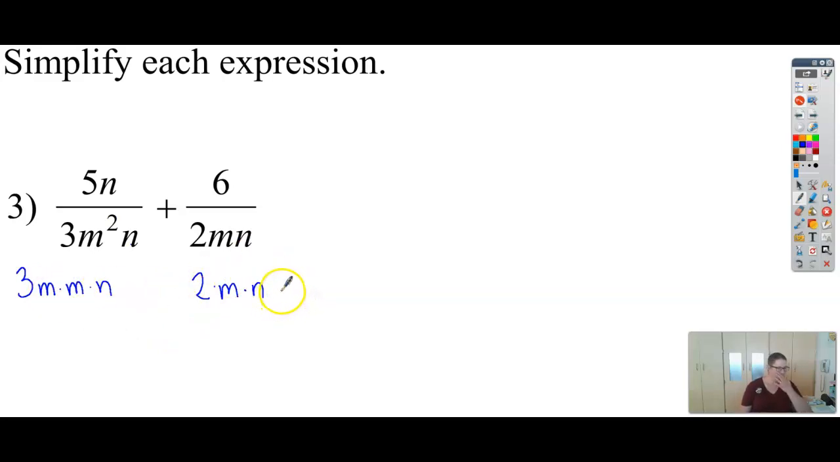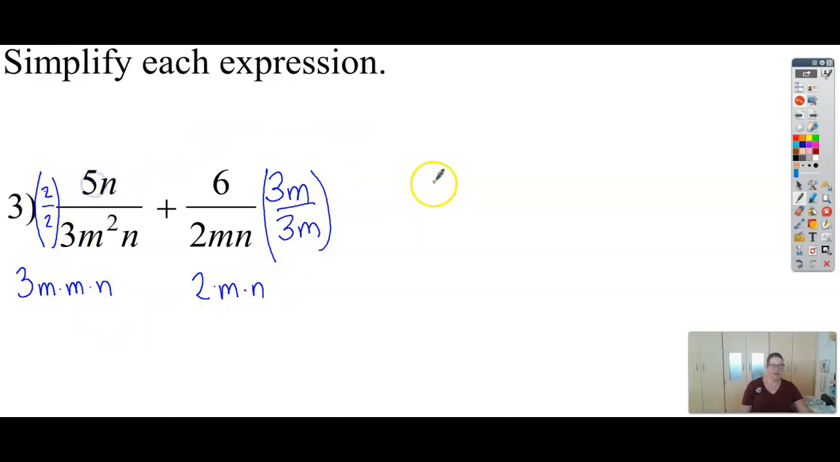So because of that, I'm going to multiply both sides of this fraction by the things that are missing on this side. So again, 3m divided by 3m is just 1, so I'm not changing the fraction, but I'm just making it so that this side and this side will match. Over here, I have just the 2 missing, so I want to multiply this side by 2 over 2. So let's go ahead and simplify here. 2 times 5n is 10n. 2 times 3m squared n is 6m squared n. And then I'm going to do the other side. So 6 times 3m is 18m.